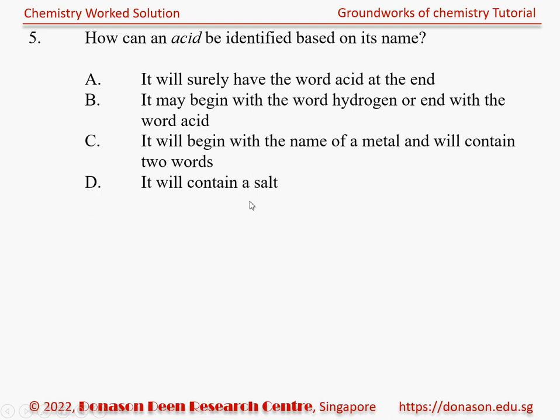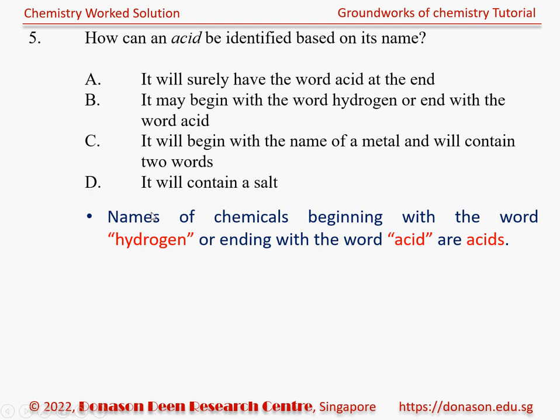D, it will contain a salt. So acid will not contain a salt, rather it will only contain an anion. So names of chemicals beginning with the word hydrogen or ending with the word acid are, of course, acids. Of course, you must remember that there is an exception. If somebody were to call water hydrogen oxide, you don't classify it as an acid because it is basically water.